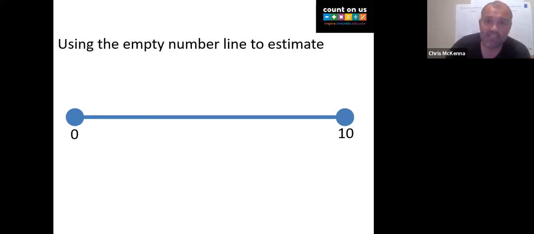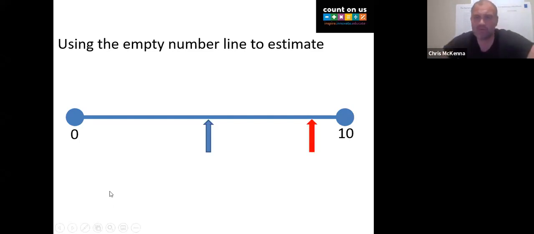Using the empty number line to estimate. So you can see here I have 0 at one end and 10 at the other end. And I'm going to put this blue arrow here. And I want you to tell me what number you think the blue arrow is representing. Do you have an answer? I hope you do. Keep that answer in your head just now.